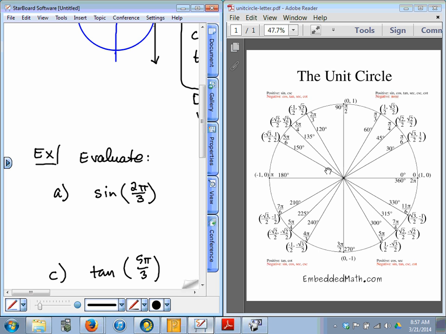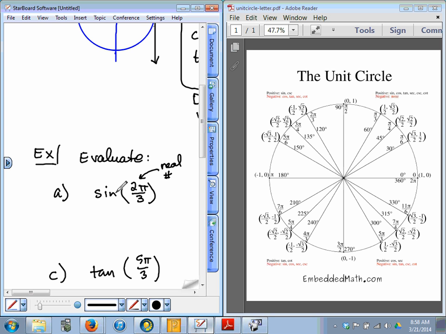Remember, 2 pi over 3, this is a real number. It's not an angle measure anymore, but we can take that real number and wrap it around the unit circle. Where would that real number 2 pi over 3 be wrapped around on the unit circle? It would be wrapped around that exact same length, the 2 pi over 3 radians. Because the arc length of 2 pi over 3 on a unit circle is the same as that radian measure.